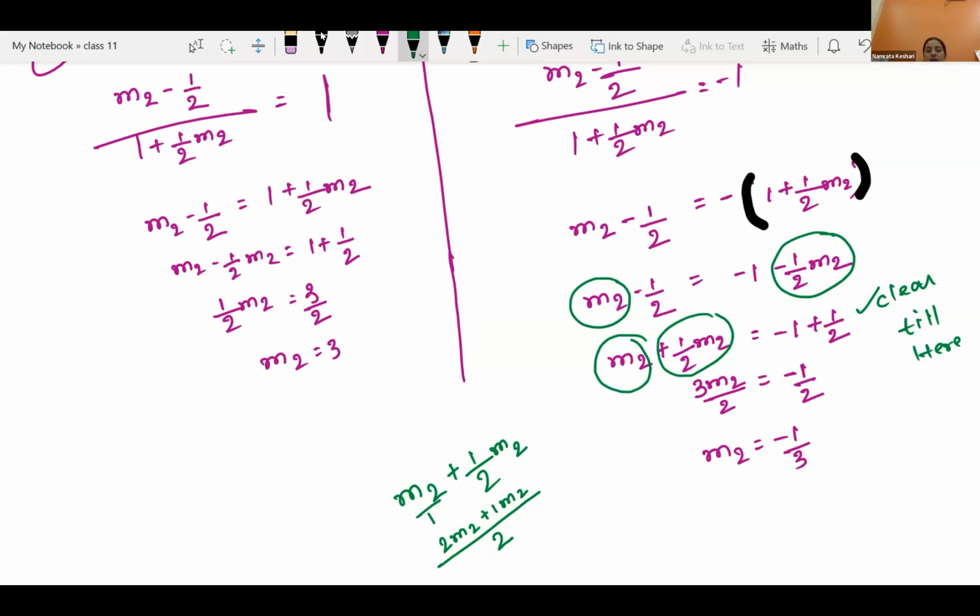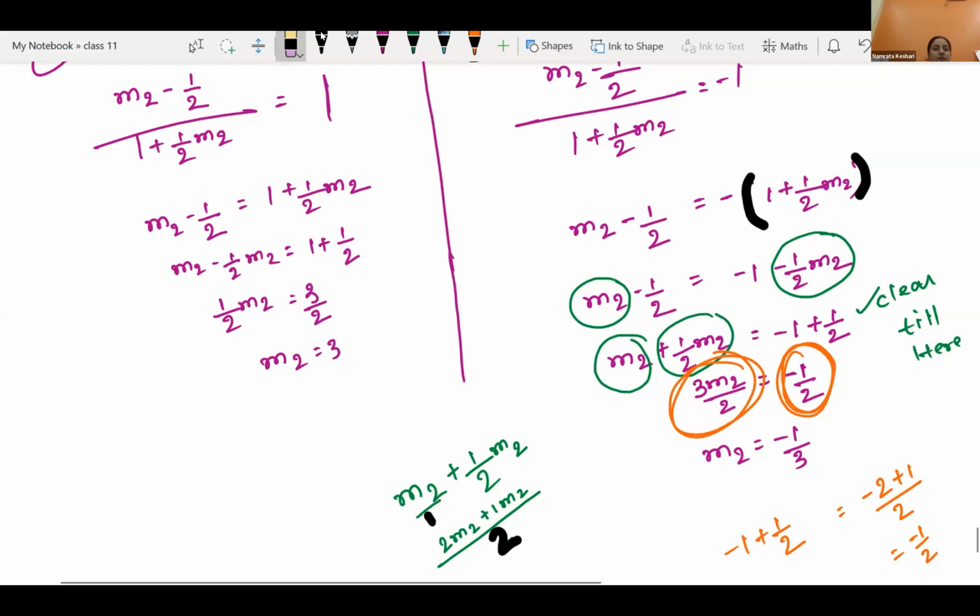If you are thinking how I have taken 2 M2 in the numerator, you can compare the previous denominator with the current denominator. There is a multiplication of 2, hence we are multiplying 2 in the numerator as well. So it became 3M2, that is equal to minus 1 plus 1 by 2, which will be minus 2 plus 1 by 2, that is negative 1 by 2, right?